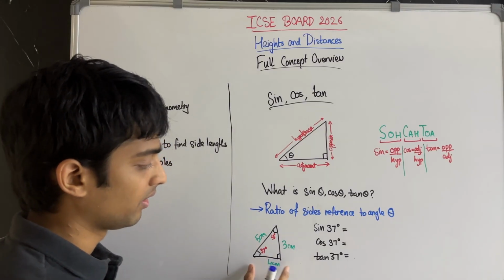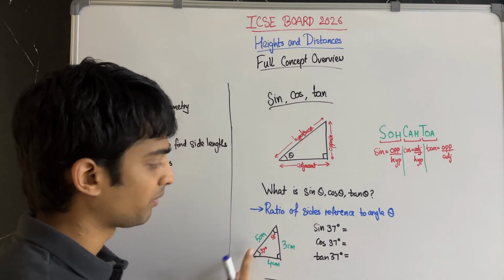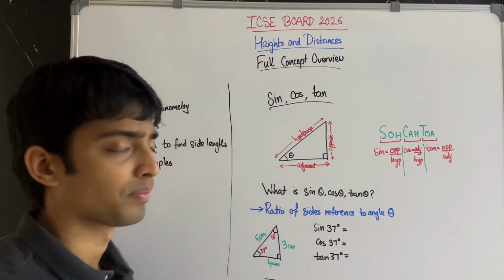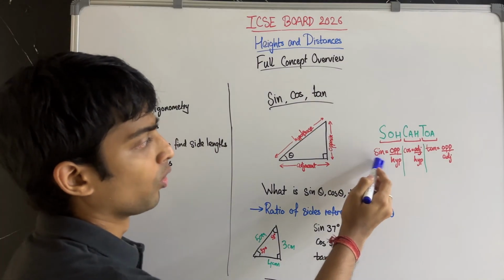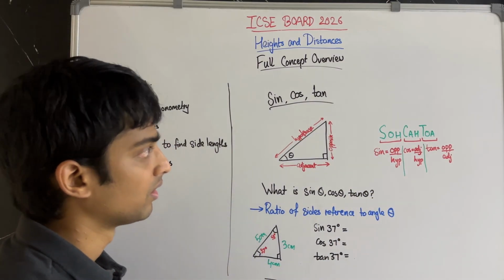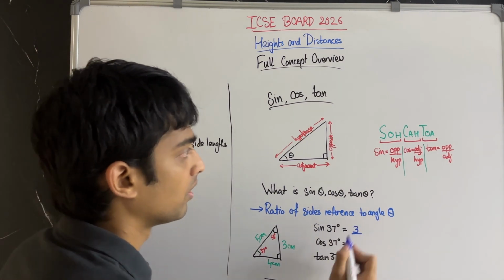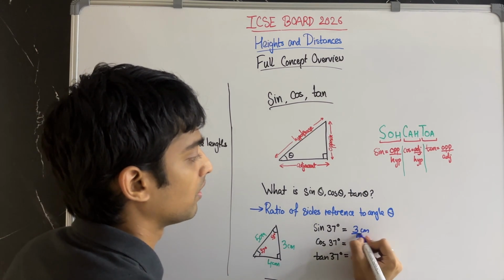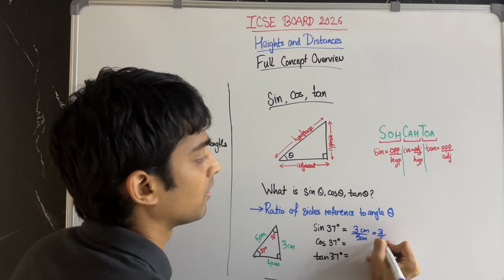Now this side is 4 centimeter, this side is 5 centimeter and this side is 3 centimeter. Now we have to find sine 37. Sine 37 is opposite upon hypotenuse. So opposite to 37 is 3 upon hypotenuse, which is 5. 3 centimeter upon 5 centimeter, we get 3 by 5.